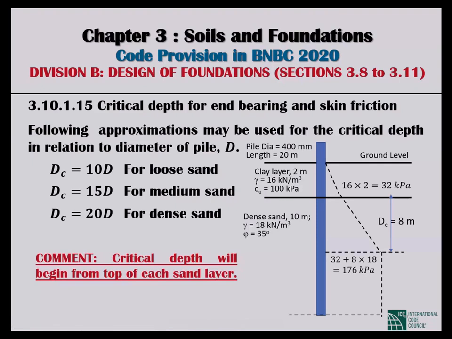Gamma is the unit weight of the soil. If the unit weight of the soil in this layer is 16, and we want to draw the overburden pressure diagram, over here it is 16 into 2. Now it is sandy soil, so the critical depth will come from here, not from here. Don't be confused: critical depth starts from the top of the sandy layer. If it is from here, then you could determine how much the critical depth DC would be.